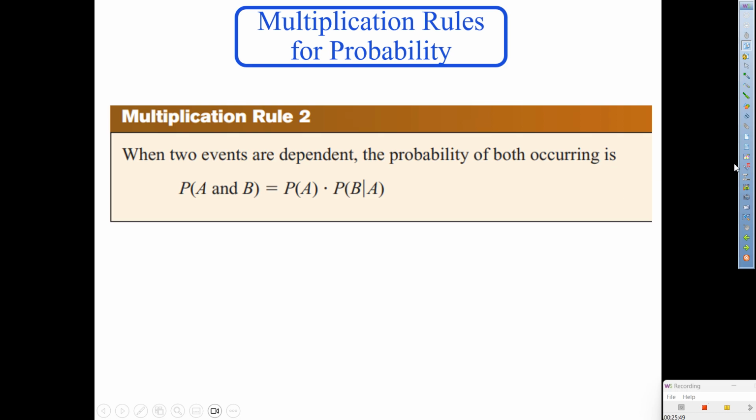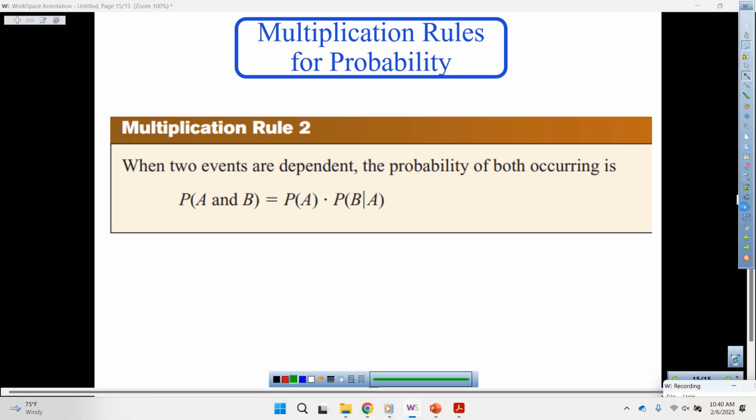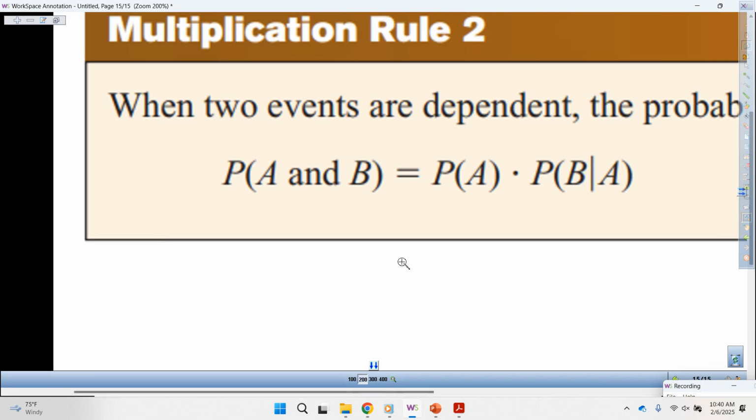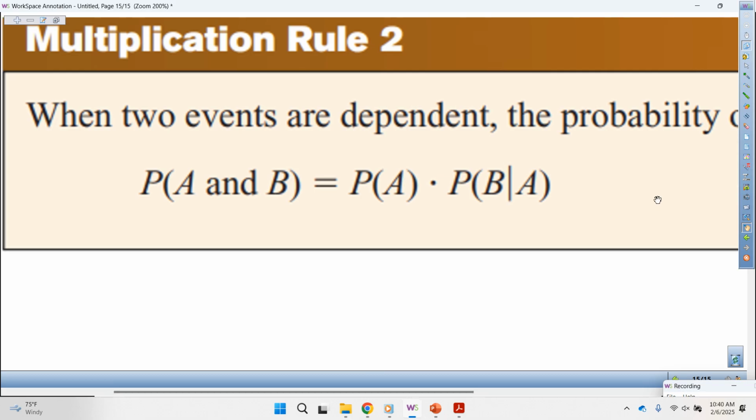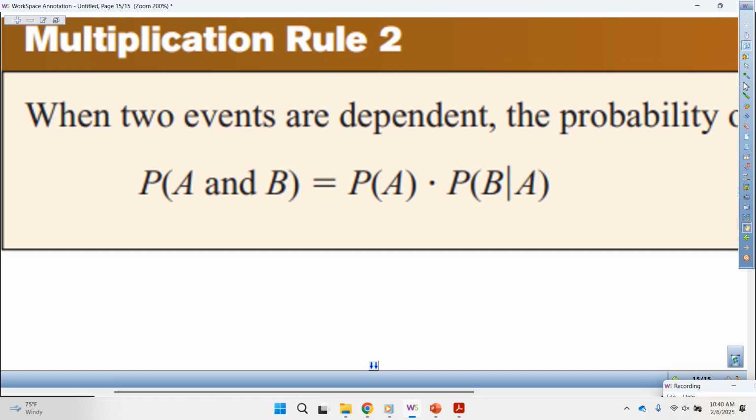Copy this formula, please. Can you send that in? Multiplication rule number 2. And it reads, when two events are dependent, keyword here is what? Dependent. That means one event depends on the other, kind of like the story I gave you about my then friend, now wife. One depended on the other. And it reads, P of A and B is equal to P of A times P of B.